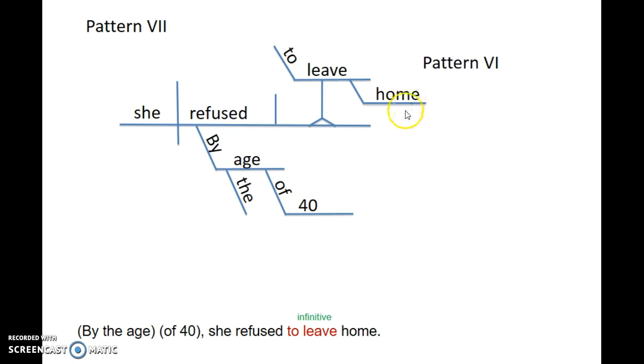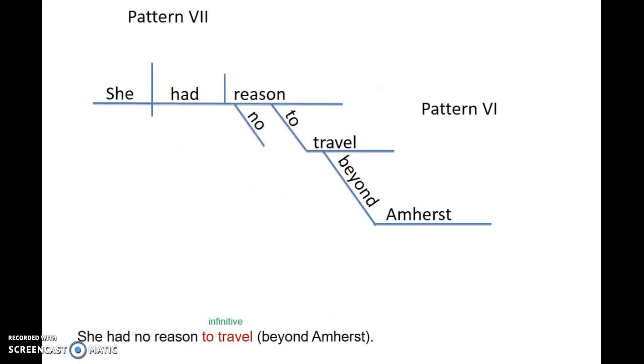And then we back up, and by the age of 40 are the two prepositional phrases that are answering the question when. When is an adverb question, so these prepositional phrases are diagrammed below the verb. So in our main sentence, we have subject, transitive verb, direct object, pattern 7. And for our verbal, we have our implied subject she. Leave is an action verb with no direct object, so that's a pattern 6.